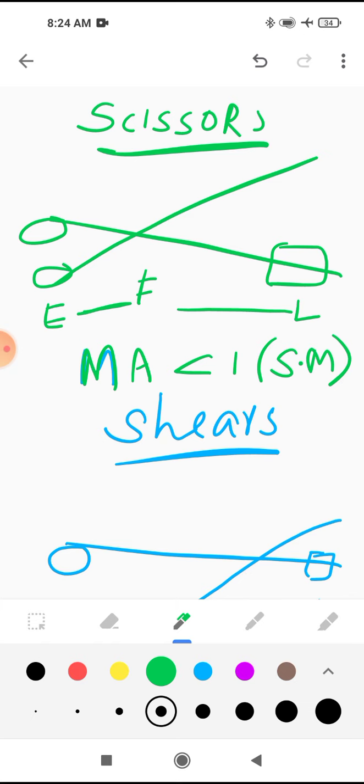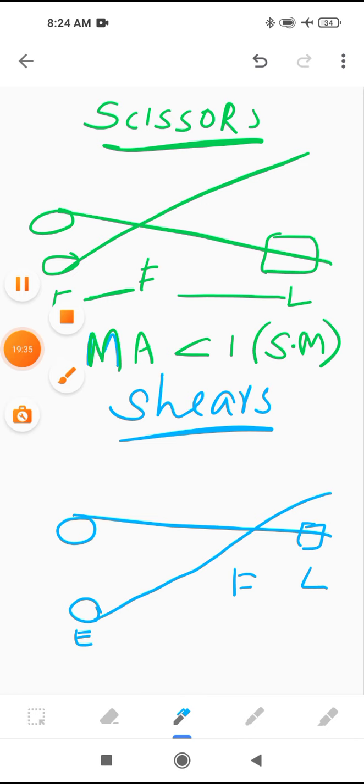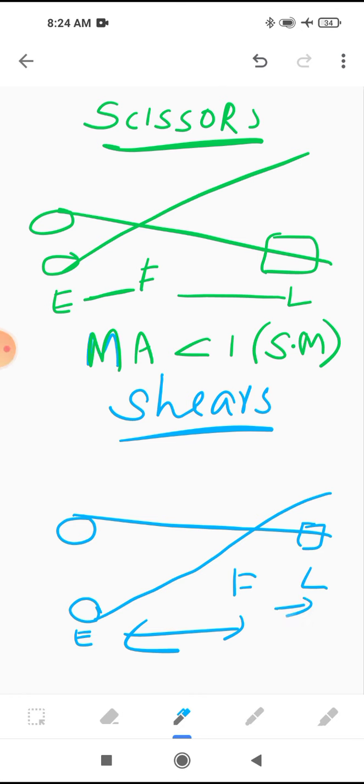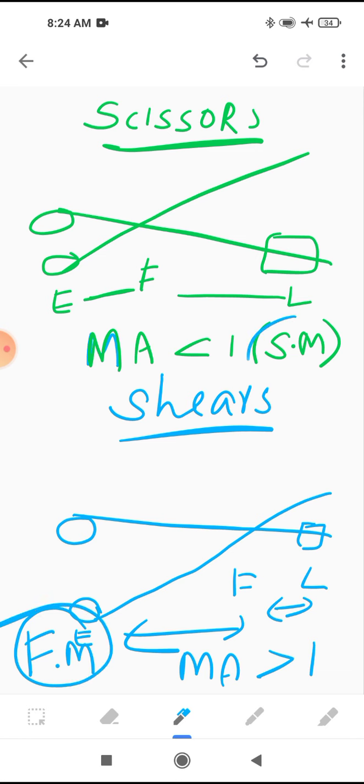Consider the case of shears. In the case of shears, you can see that effort arm is longer, load arm is shorter. So when you calculate MA as effort arm by load arm, MA will come greater than 1. MA greater than 1 means they are force multiplying machines. So see the difference. Scissors are speed multiplying machines. Shears are force multiplying machines.